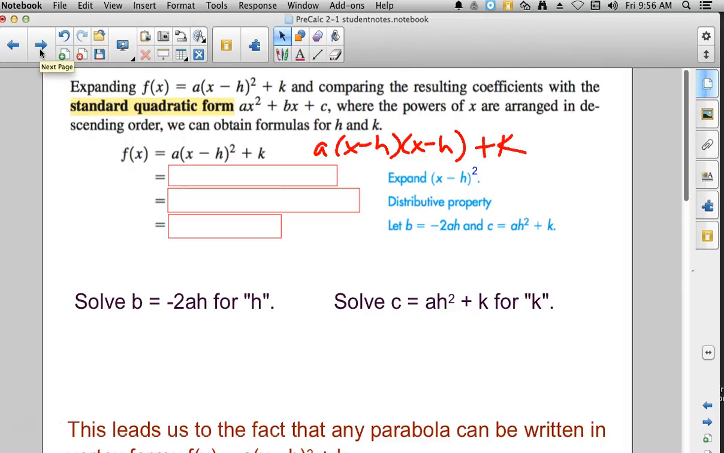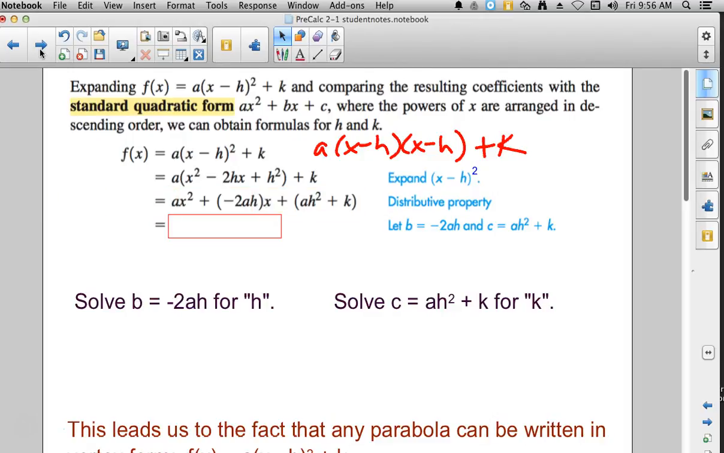So the first thing we would do is the FOIL and get x squared minus 2xh plus h squared when we simplify that monster. And then we'd say, hey, I have to distribute the a through that. Won't that be fun? a x squared minus 2ahx plus ah squared plus k. Oh, doesn't that look nice?